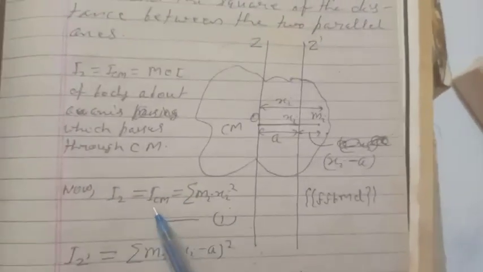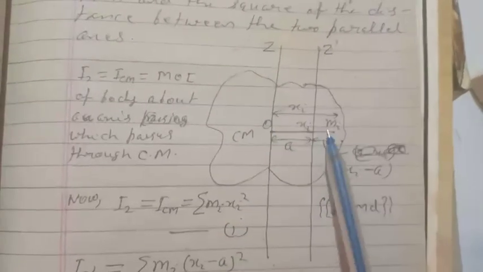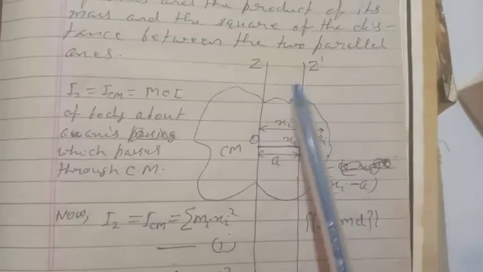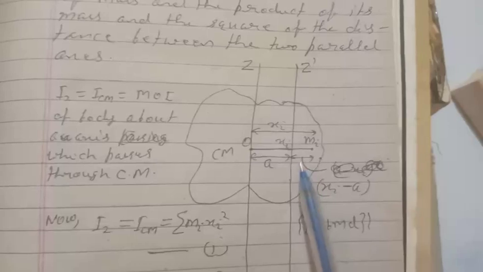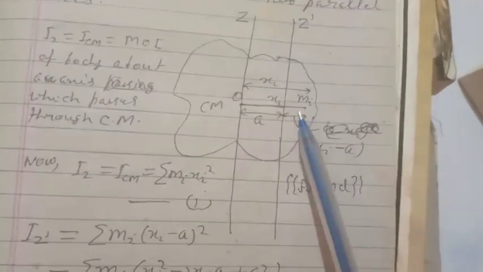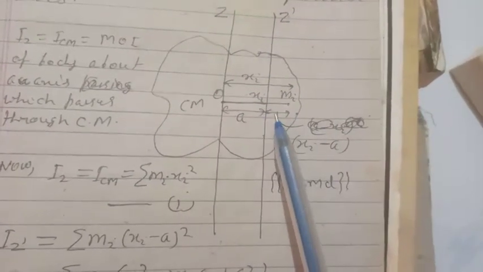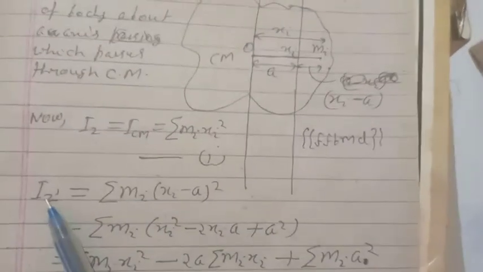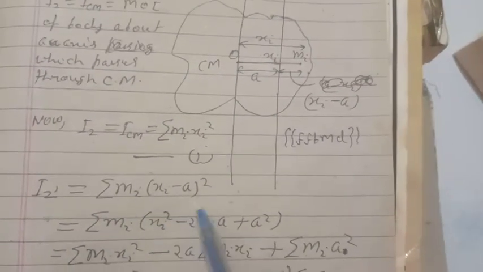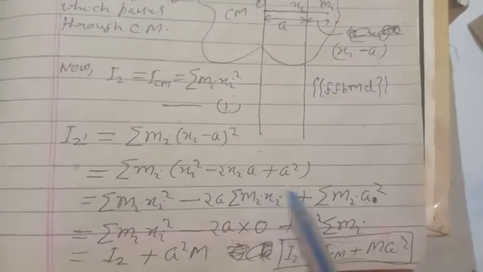Now Iz equals ICM equals sigma mi xi square. We know this formula, because the ith particle is at distance xi, and the z dash axis is at a distance a, so this distance will be xi minus a. This is equation 1. Again, the moment of inertia of this ith particle about this z dash axis is mass into distance square. So we have Iz dash equal to sigma mi into xi minus a whole square, equal to sigma mi into xi square minus 2 xi a plus a square.